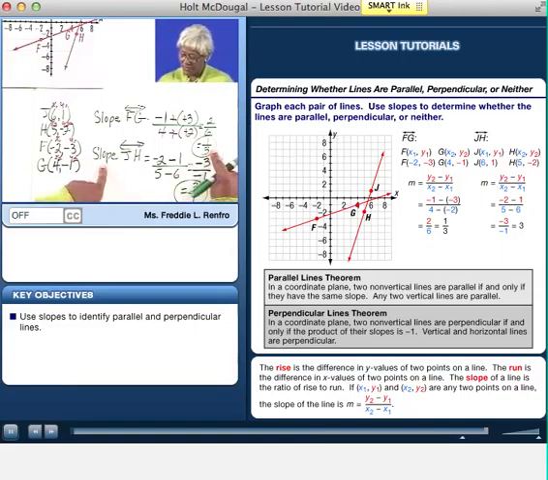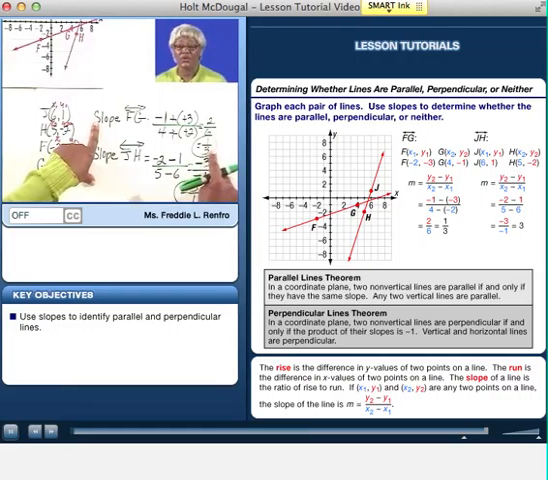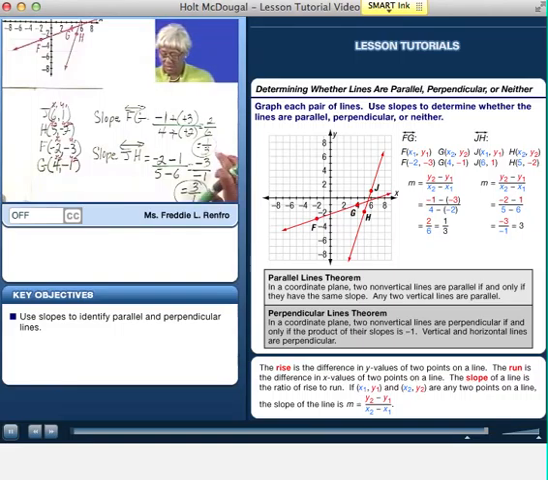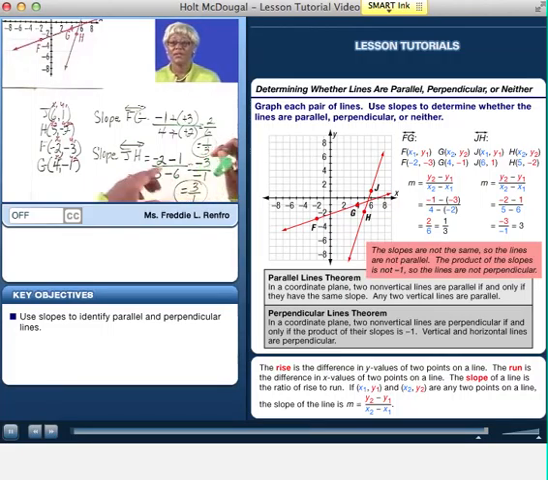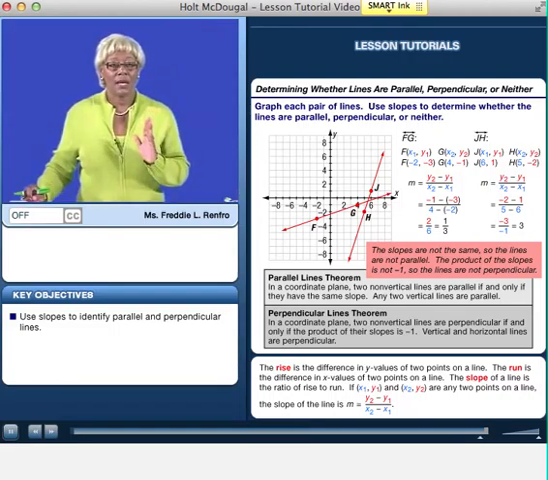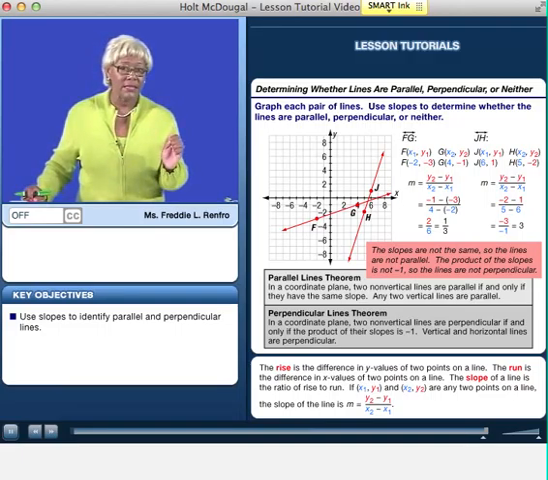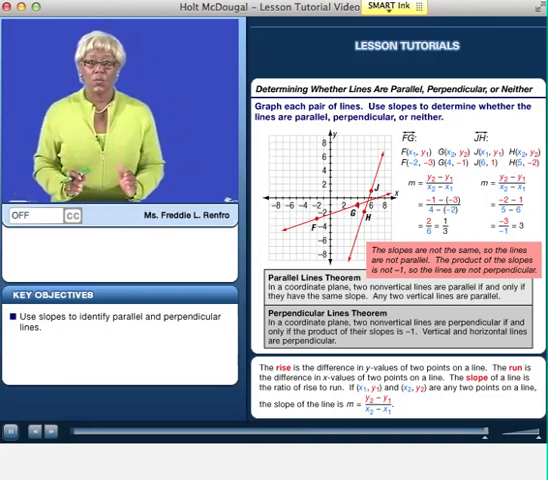We have a positive 1/3 for the slope of FG. Let's compare those slopes. Are they equal? No, so they're not parallel. Is the product of these two -1? No, as a matter of fact, it's 1. It has to be -1 for them to be perpendicular. So now I can say they're not perpendicular, so they're neither. Again, parallel lines, the slopes are equal. Perpendicular lines, the product of the slopes is -1.